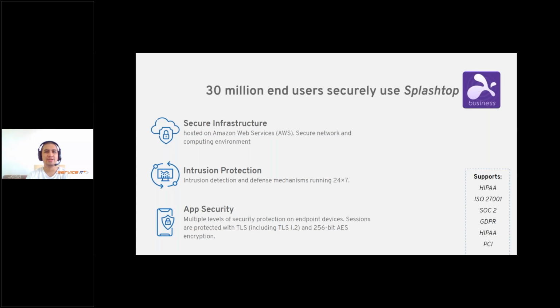For our application security, on our endpoint devices we have multiple layers of security protection. We have included mandatory device authentication on our endpoints. Two-factor authentication and security gold are available as well. And all of the remote sessions in Splashtop are protected with encryption. That includes TLS 1.2 and 256-bit AES encryption. So you can rest assured in terms of security.